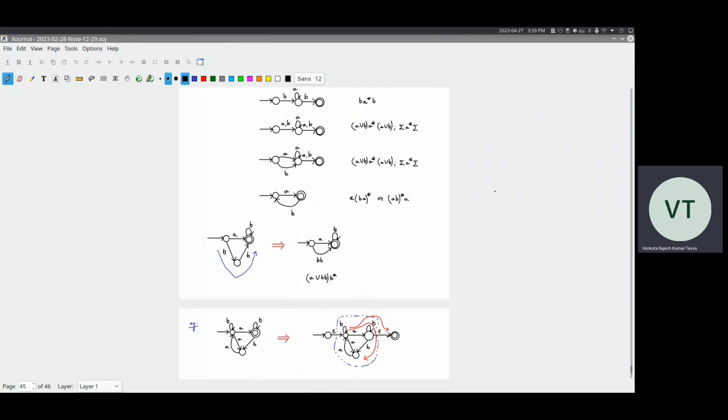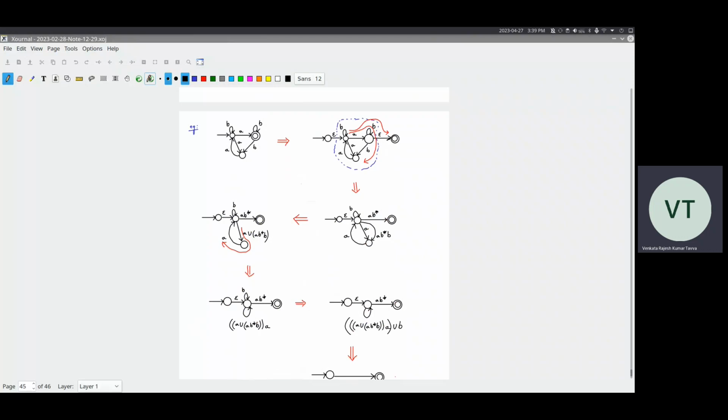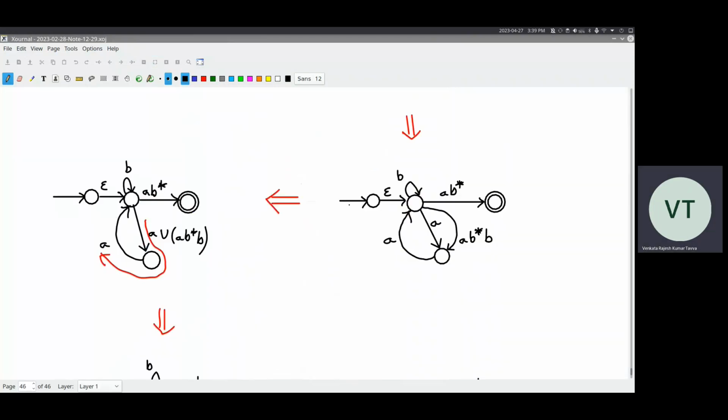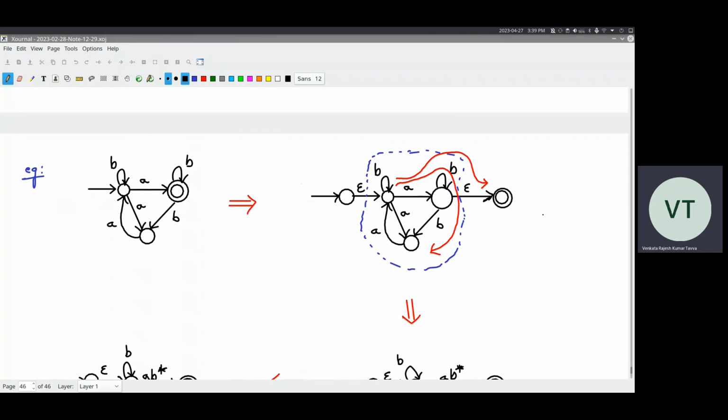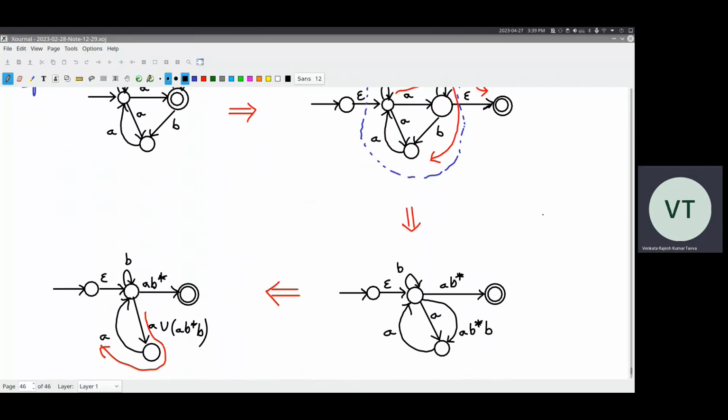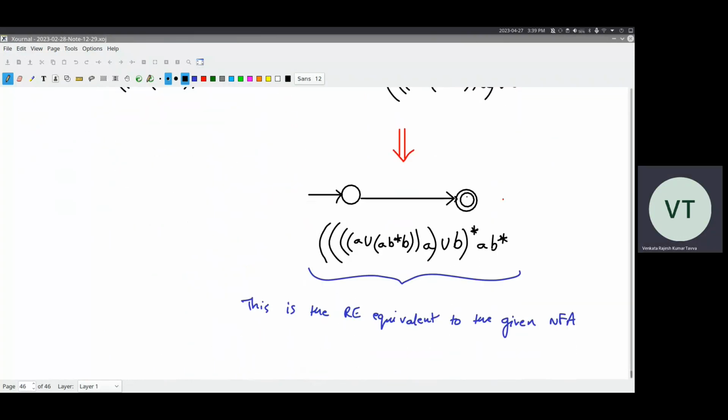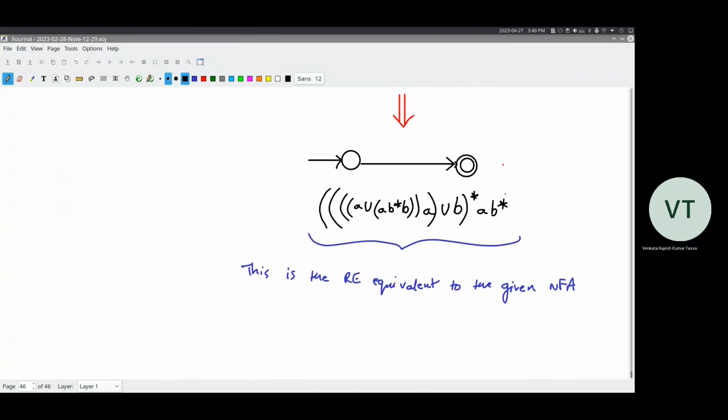We also looked at a generalized, not generalized, a complex case of NFA where we are reducing one state at a time and converting that portion into a regular expression, right? And finally, we will be left with only two states, and the regular expression on the transition between these two states will be the equivalent regular expression for this NFA. Okay, so we saw that. Now we will start proving the second lemma. Earlier we proved the first lemma. Today we will prove the second lemma.